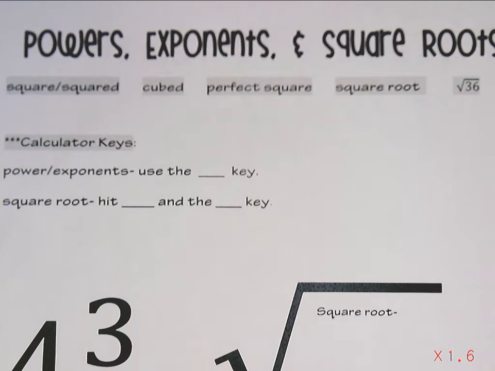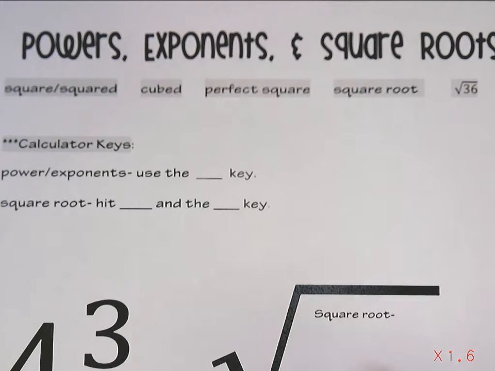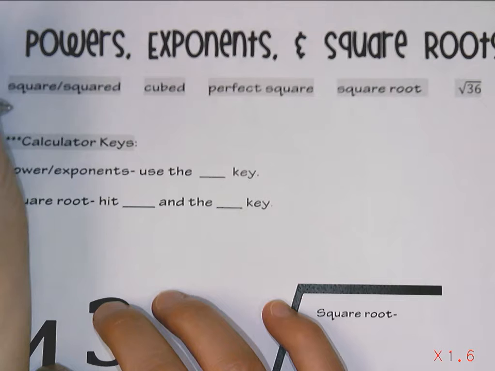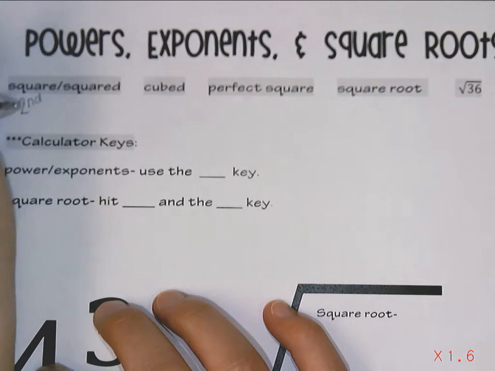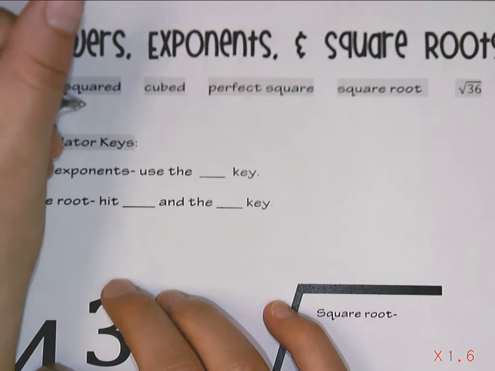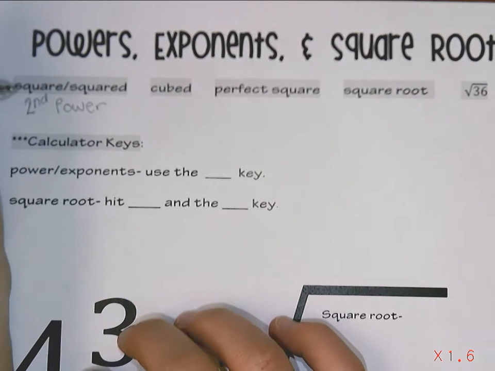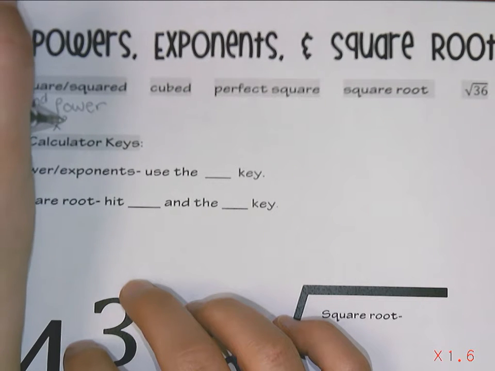Okay, so we are going to be working with powers, exponents, and square roots today. And if you notice, there are 5 little vocab words at the top, and we're going to discuss what these vocab words are. So you have square and squared, and that is to the second power. It's something raised to the second power. An example of this would be x squared.